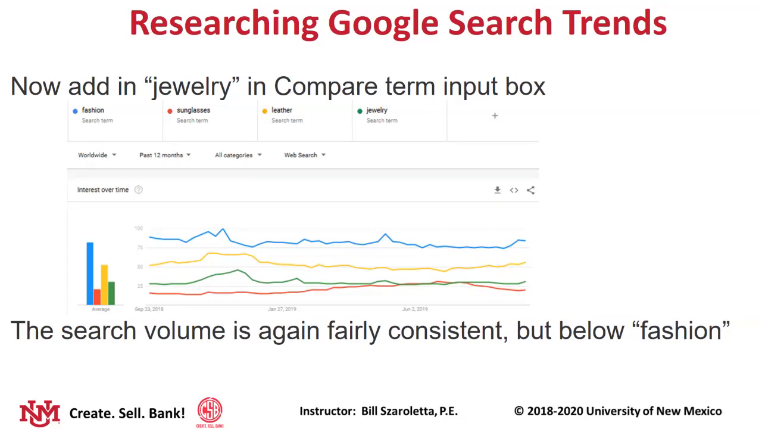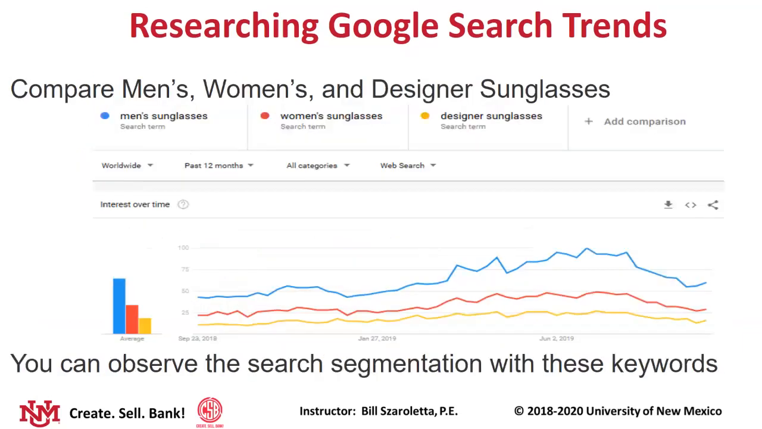Now, sunglasses looks like it rises in the summer and it goes down, but for the most part, you've got four business areas that you can find a sub niche in. So now, if we just take sunglasses, we look at men's sunglasses, women's, and designer sunglasses.